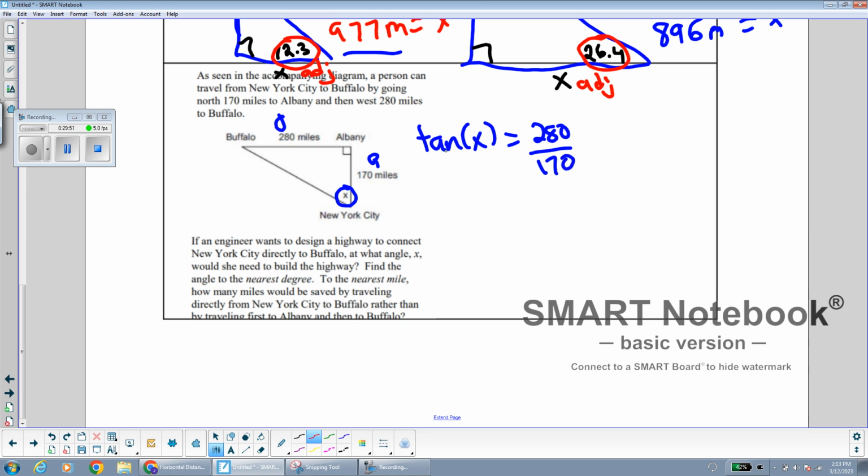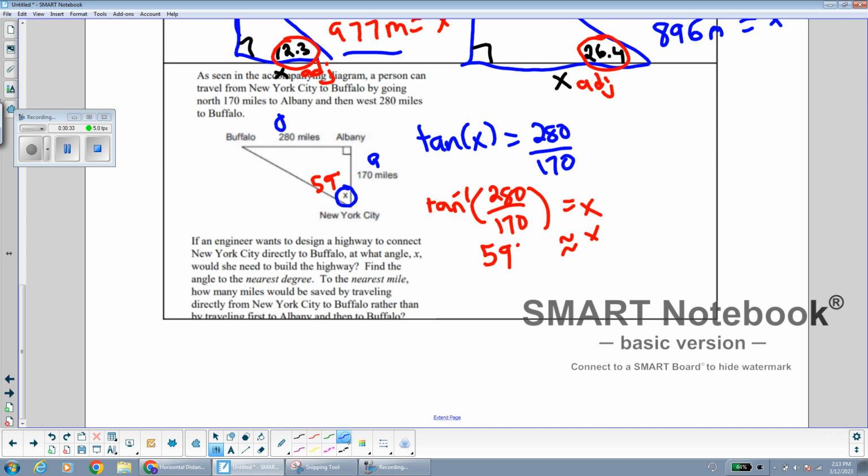Now remember, to get the X from being trapped inside tangent, we have to cancel tangent out anytime we're solving for an angle. So that is inverse tangent. Let me put this into my calculator, and it does say to the nearest degree, so to the nearest whole number, 280 over 170. I got approximately 59 degrees to the nearest whole number. So that's part A. This is 59 degrees.